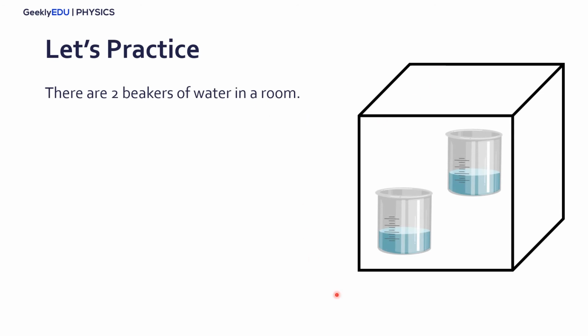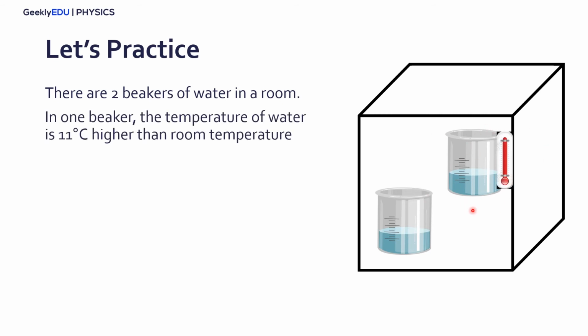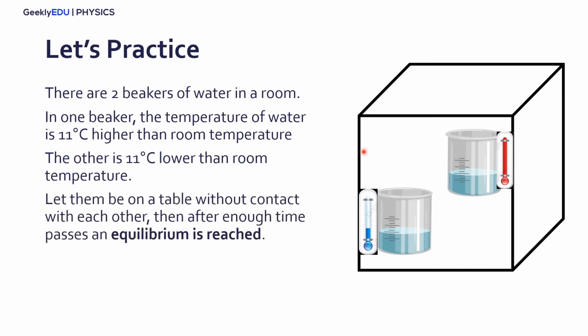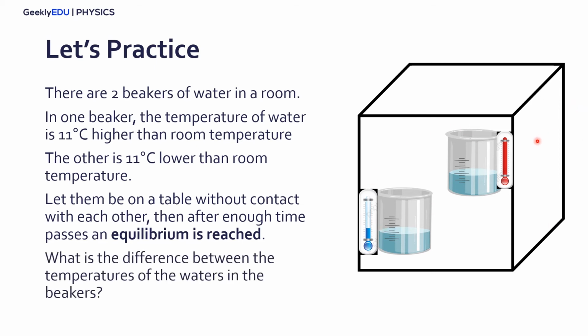Alright, so let's practice a little bit. Imagine the system here. We have a room with two beakers of water in it. One of the beakers is 11 degrees Celsius higher than the room temperature, and the other one is 11 degrees Celsius lower than room temperature. After some time, they reach a thermal equilibrium. So the question is, what is the difference between the temperatures of the waters in the beakers after the equilibrium?